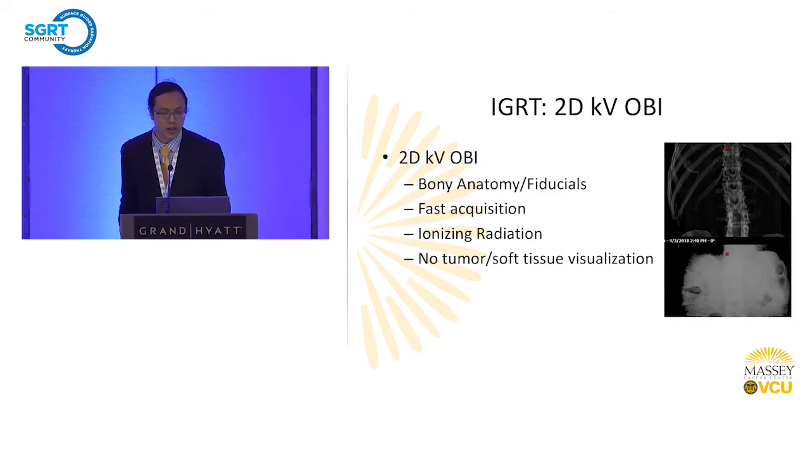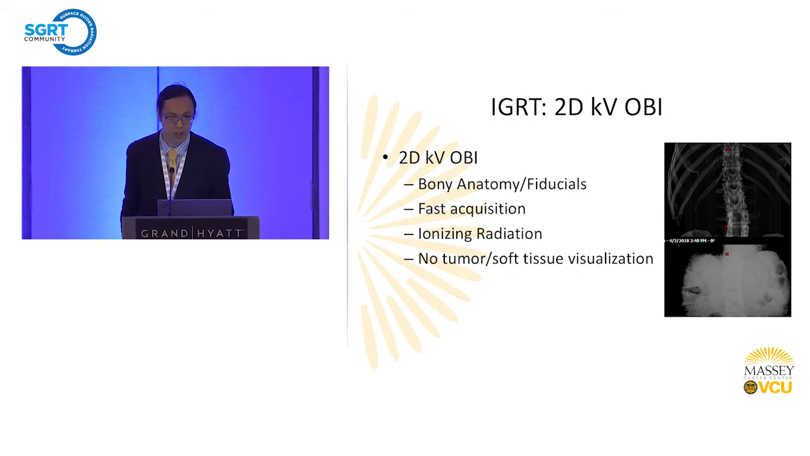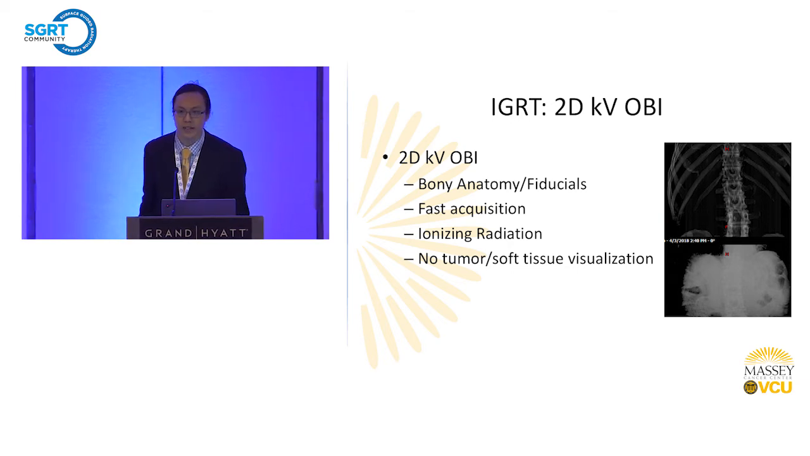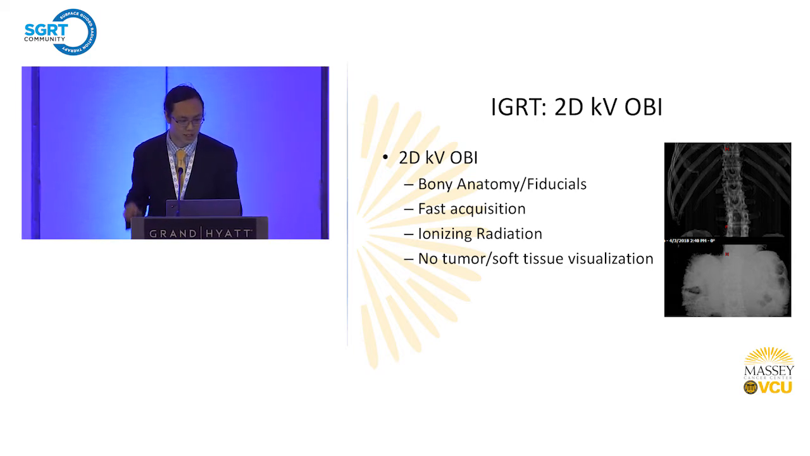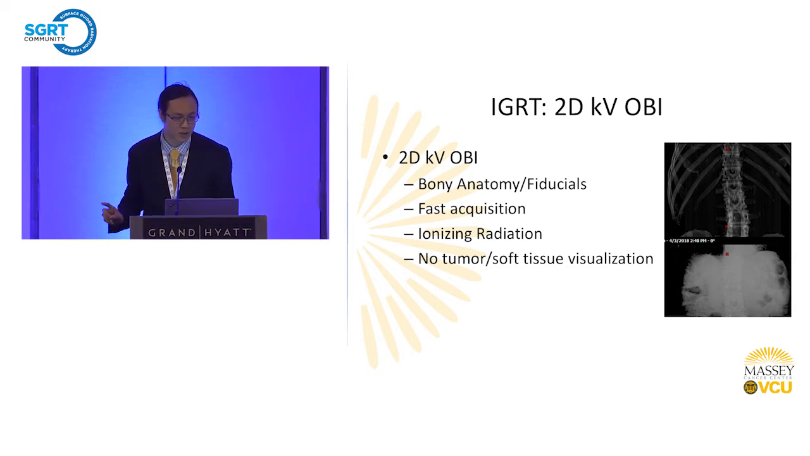With 2D kV OBI, we typically align to bony anatomy and fiducials. We use this to do rough corrections to the patient, such as we align the spine or rotate the shoulders and so on. We like to use kV OBI because it's fast to acquire relative to cone beam, at least. We push a button, we get our image. Although one caveat is that we do have to go in and out of the room to make our adjustments, and that's an important point to keep in mind when talking about surface imaging later.